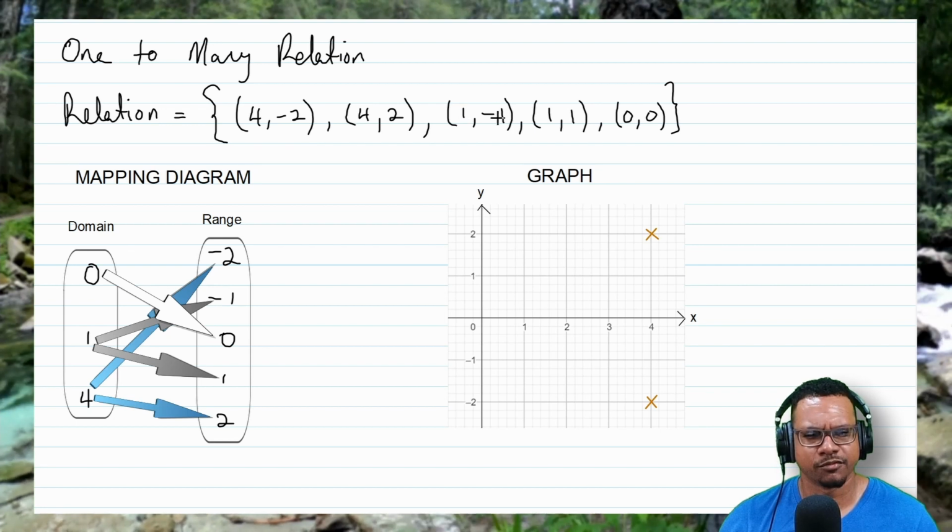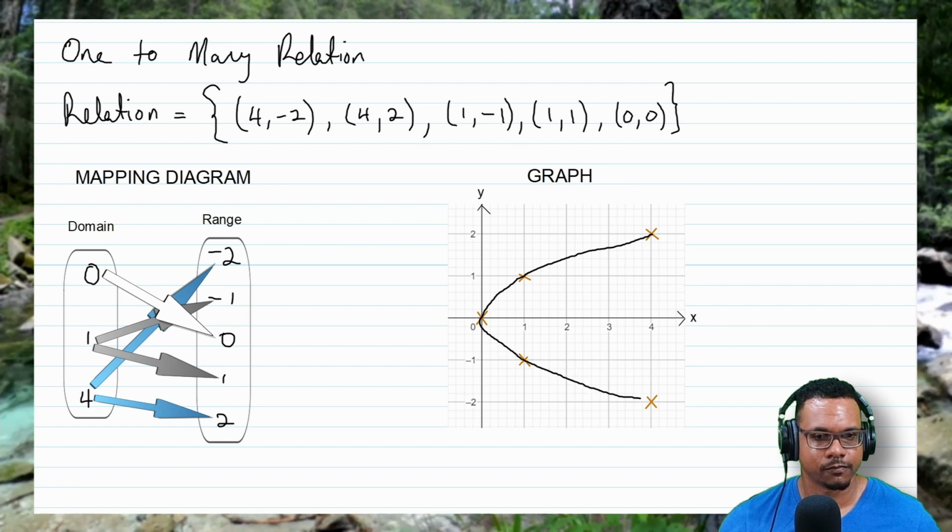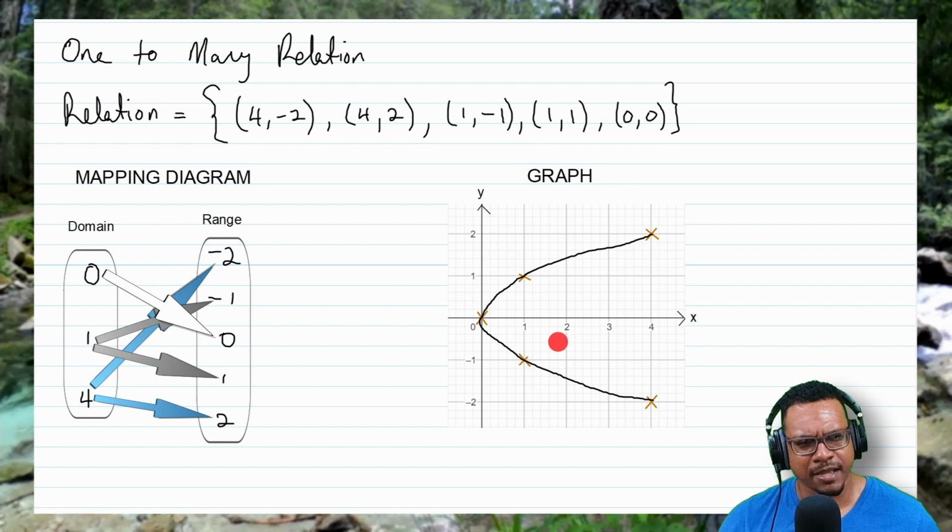Then we have 1 mapped to -1. So 1 in the domain mapped all the way down to -1 here. And then we're going to have 1 in the domain mapped to 1 in the range. So 1 in the domain here goes all the way up to 1 in the range here. And then we're going to have 0 mapped to 0, which is the origin. And of course, we can't take our ruler and connect these points. We'll have to do this freehand and make a smooth curve. All right, so this is just an example of a graph that will represent a one-to-many relation.